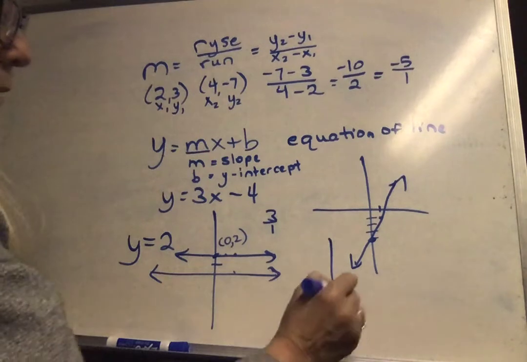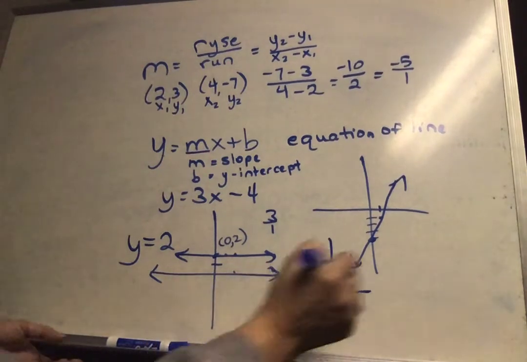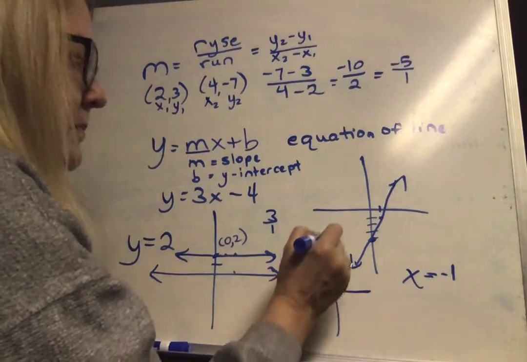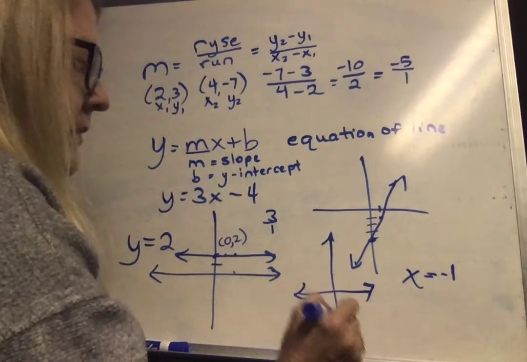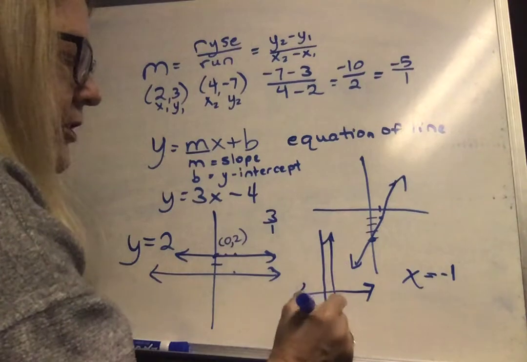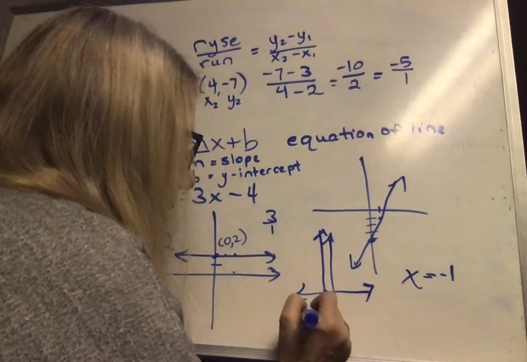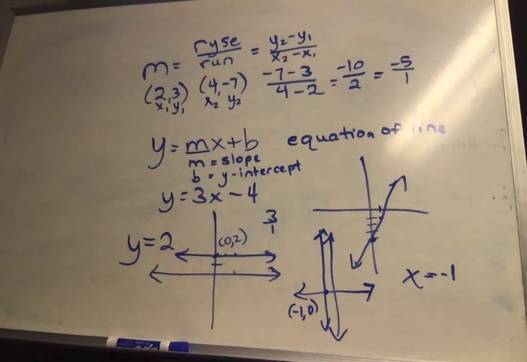If then we have one that says x equals -1, well, instead of going horizontal, it goes vertical through the point -1, 0. And that should get you through day 1 of this section of 2.1 first day.